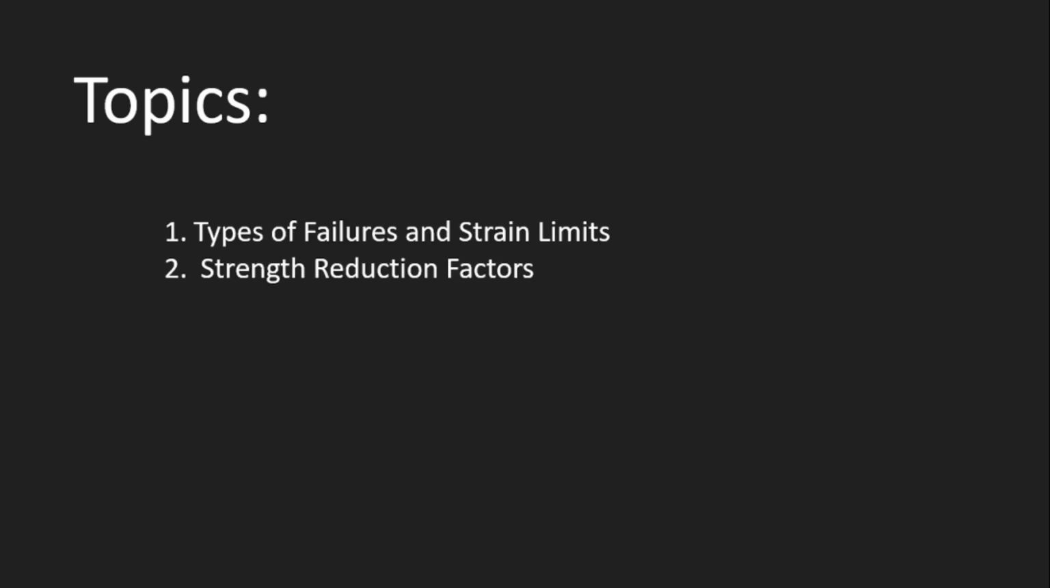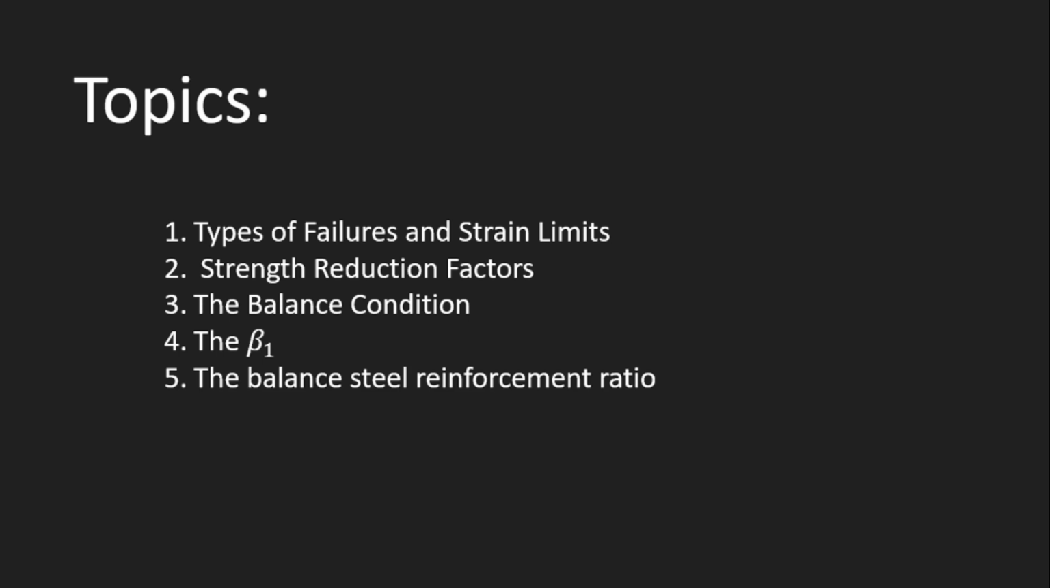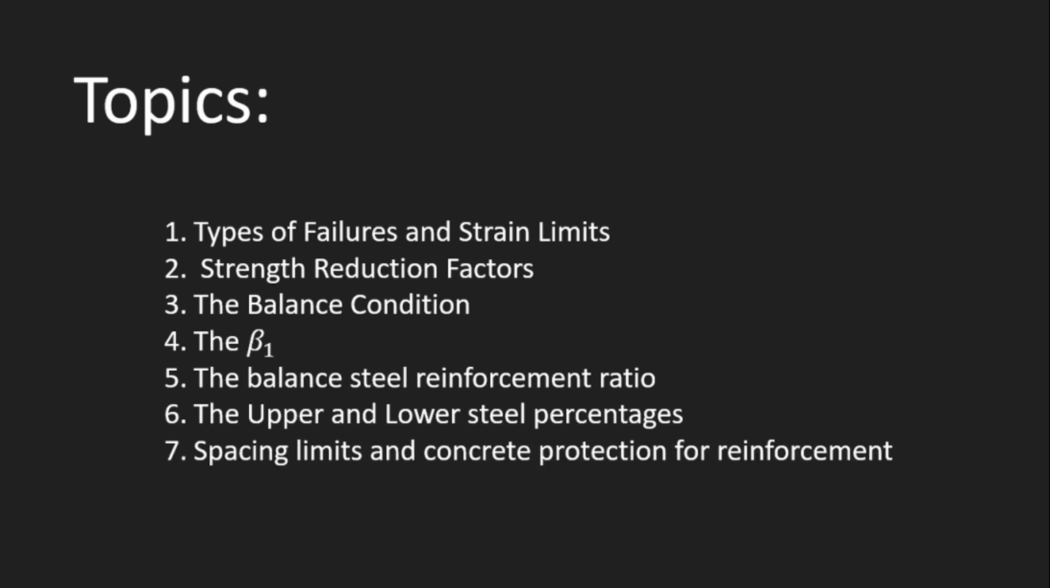So yung topic natin for this presentation is about the types of failures and strain limits. Number 2, the strength reduction factors. Number 3, the balance condition. Number 4, the beta 1. Number 5, the balance steel reinforcement ratio. Number 6, the upper and lower steel percentages. And number 7, the spacing limits and concrete protection for reinforcement.